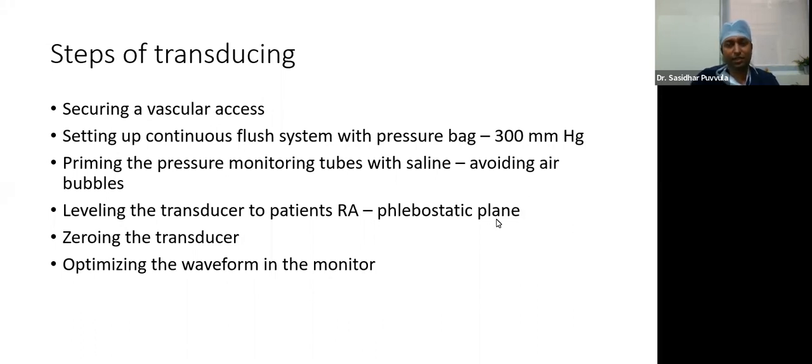And the transducer is placed at the level of the phlebostatic axis or phlebostatic plane. In the next slide, I will be explaining to you what the phlebostatic plane is. We need to zero the transducer, and then we will optimize the waveform on the monitor.